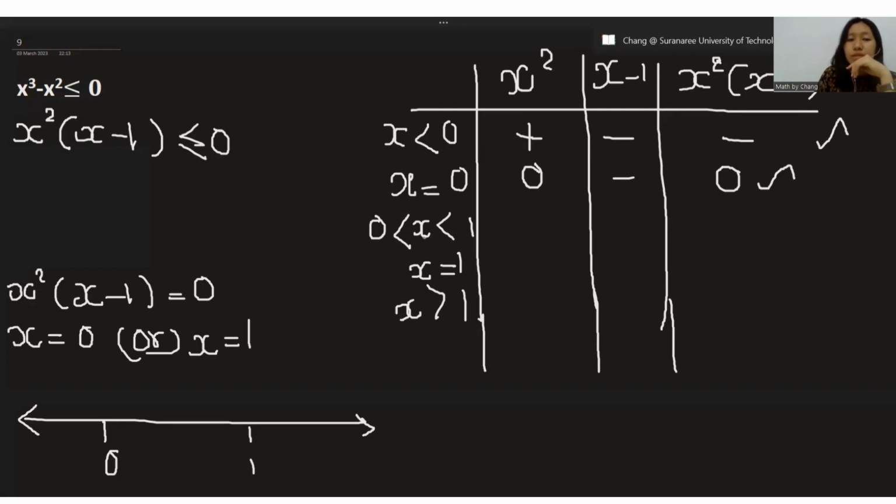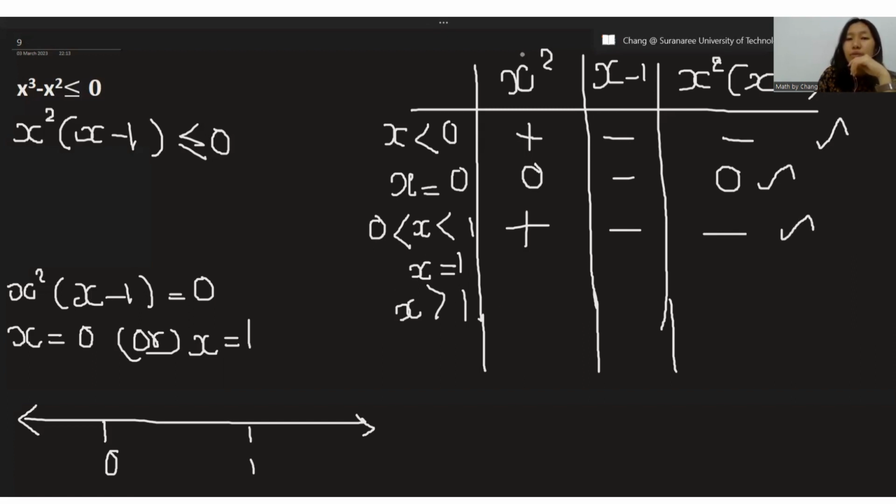When x is within 0 and 1, all right, I will take 0.5, right? So 0.5 squared, you will get plus 0.5 squared. And 0.5 minus 1, you will get minus. When you multiply these two, you will get minus, right? So you also need to take this one.